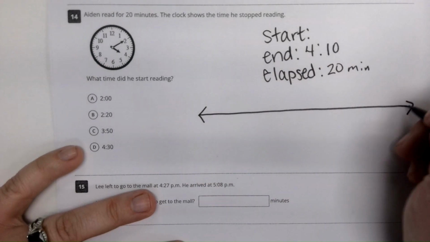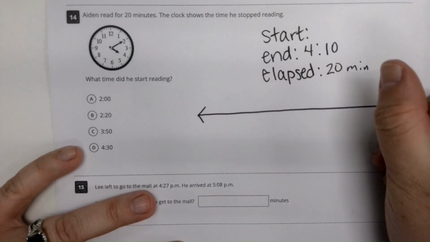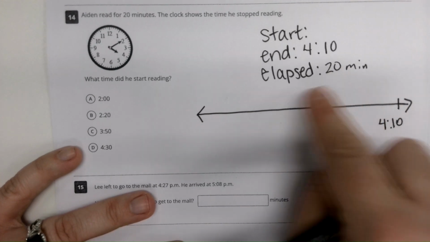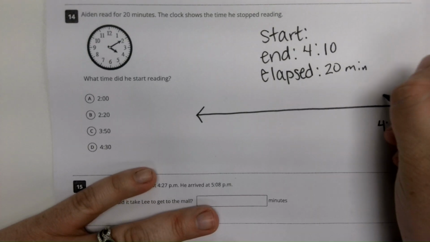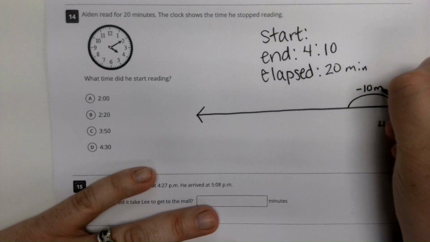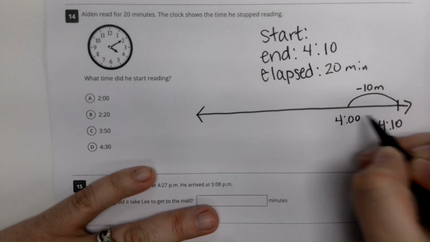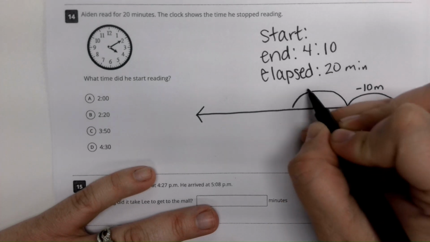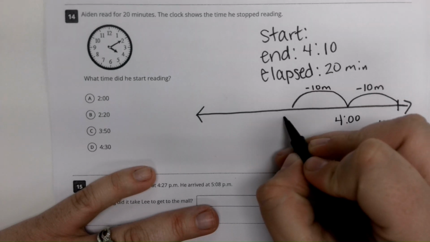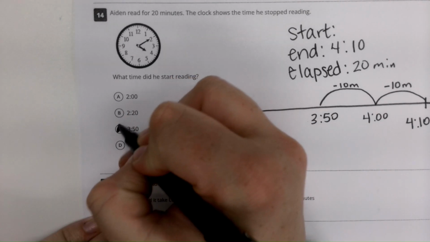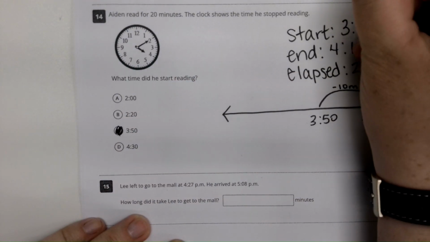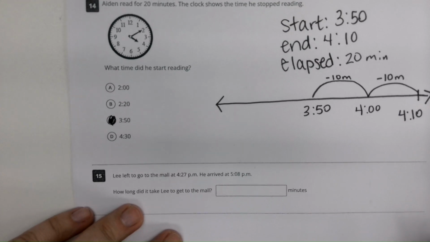All right, so we don't have the start time, but we do have the end time, and that's 4:10, and we need to go back 20 minutes. Okay, so let's go back 2 sets of 10. So back 10 minutes is going to be at 4 o'clock, and back 10 more minutes is going to be 3:50. So our answer is, in fact, 3:50, which is C. That's what time he started reading.